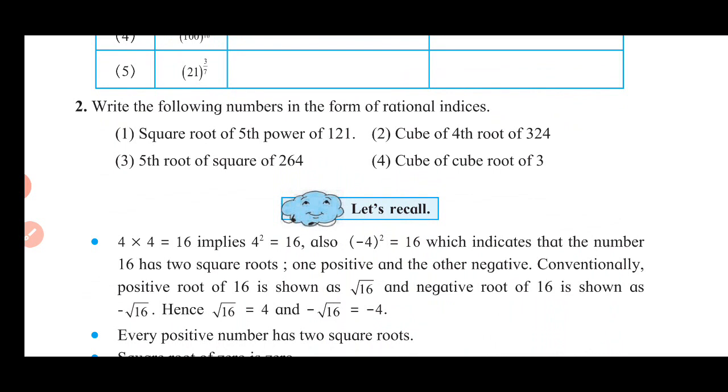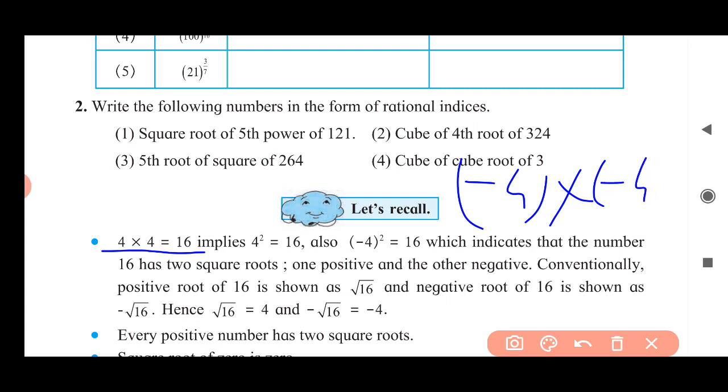Okay, now recall the square root. Suppose 4 into 4 is 16, which means 4 squared is equal to 16. Also, minus 4 into minus 4, raised to 2, means minus 4 multiplied by minus 4. When two negative numbers are multiplied, the answer is positive, so minus 4 multiplied by minus 4 is 16. This indicates that the number 16 has two square roots, one positive and the other negative.